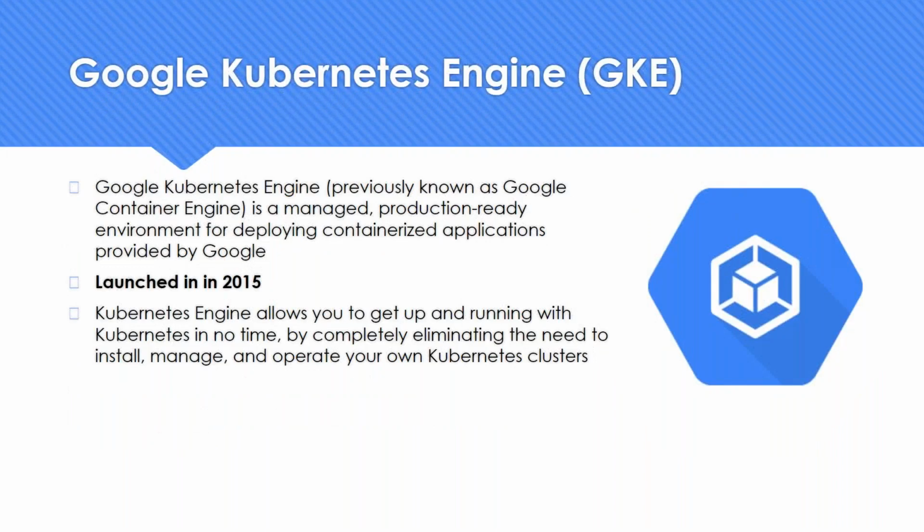So 2013, Docker became popular. 2014, Kubernetes became open source and adoption became very high. And in a year, Google realized that it's not so easy for everybody to provision it. Let's launch a managed version of it. So in 2015, they launched it and it became a hit.